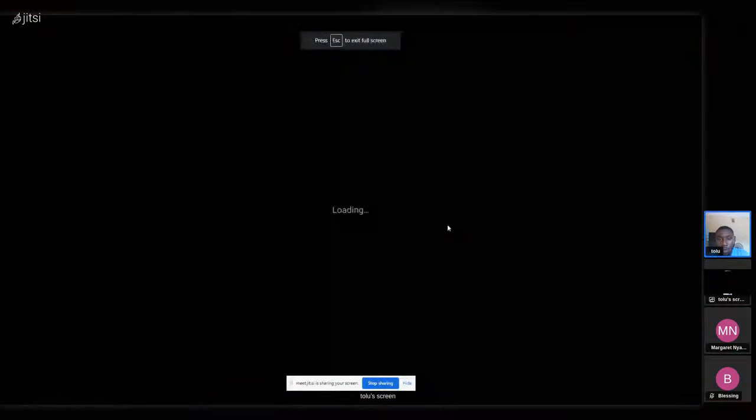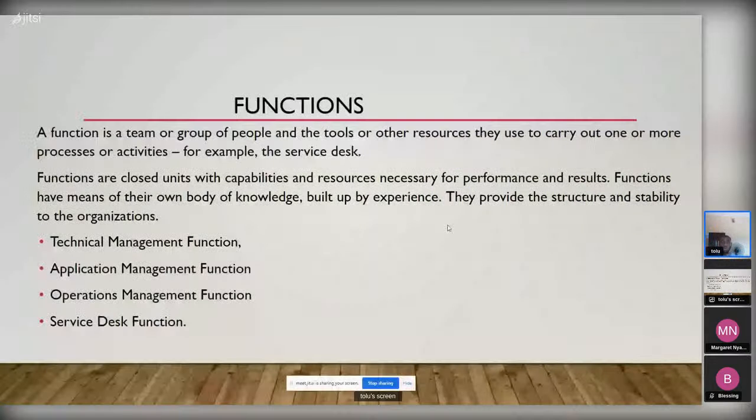Good. So function. A function is a team or group of people and the tools or other resources they use to carry out one or more processes or activities. For example, service desk. The way the name even sounds says function. These are the functions of these people. They are doing these things. They have to carry out this set of functions. So those functions use this set of processes that have been laid down to turn the input to output.